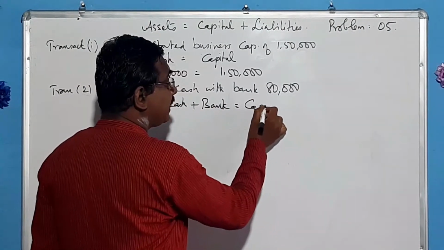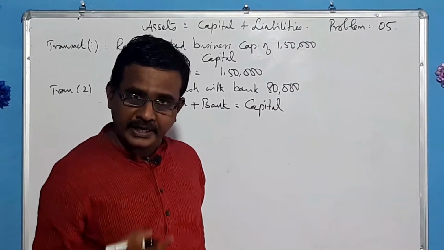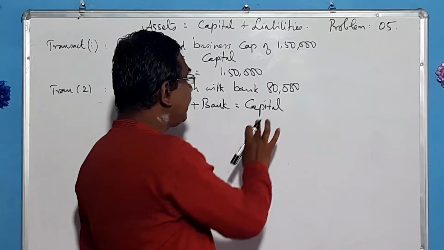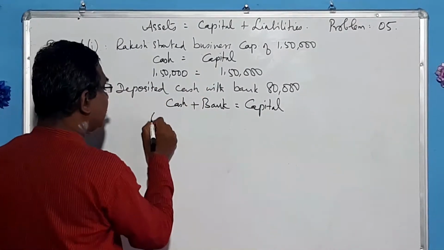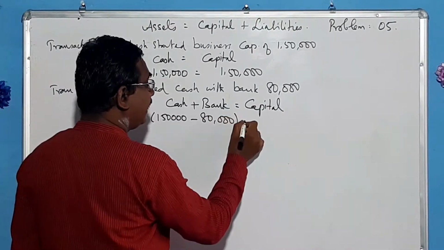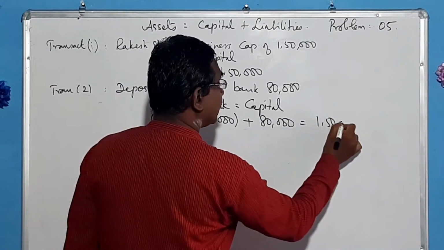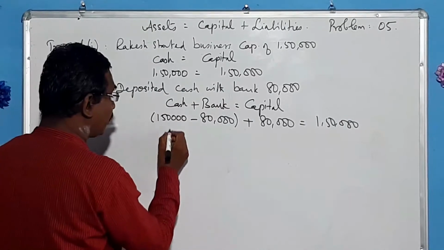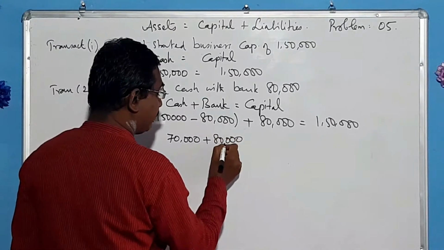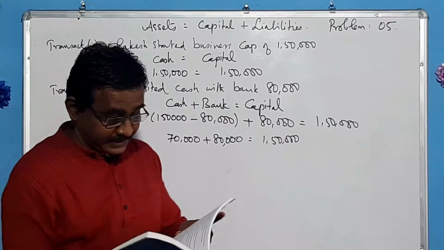There will not be change in capital. Why? We have just deposited the amount. There is no income, there is no profit, there is no expense, there is no loss. So capital will not be affected. So cash from 1,50,000, we have to subtract that 80,000, and bank 80,000 alone, and the capital is 1,50,000. Now we write the amounts: cash 70,000 and bank 80,000, and the capital remains the same, 1,50,000. Now go to the next transaction.